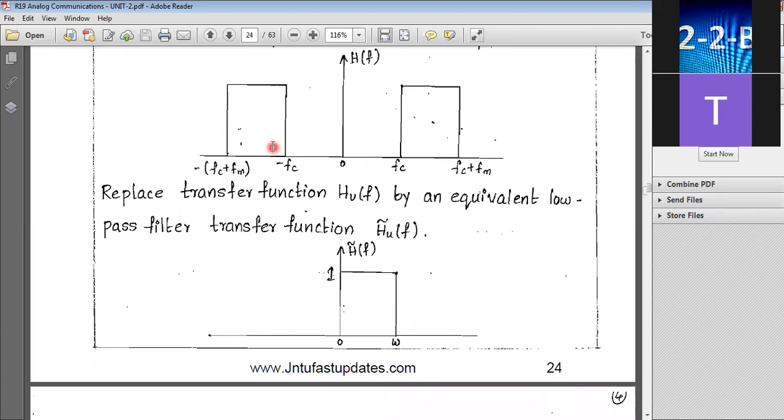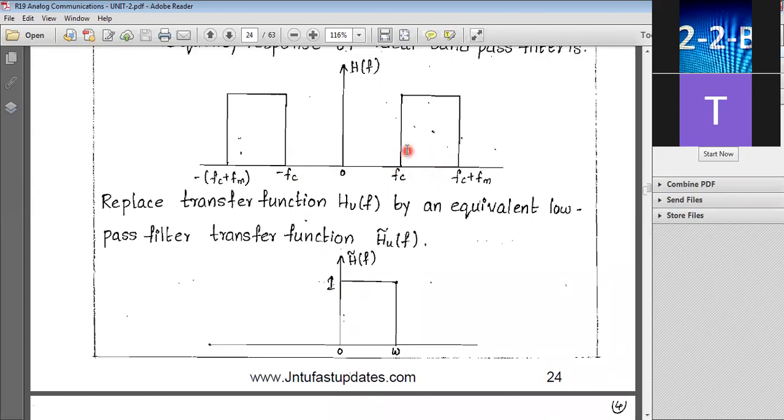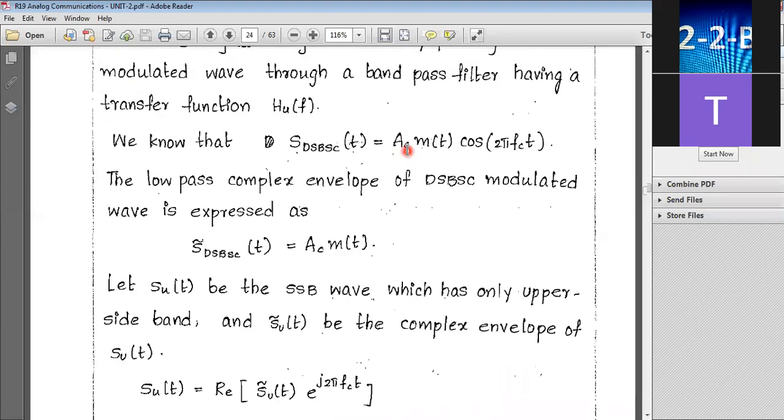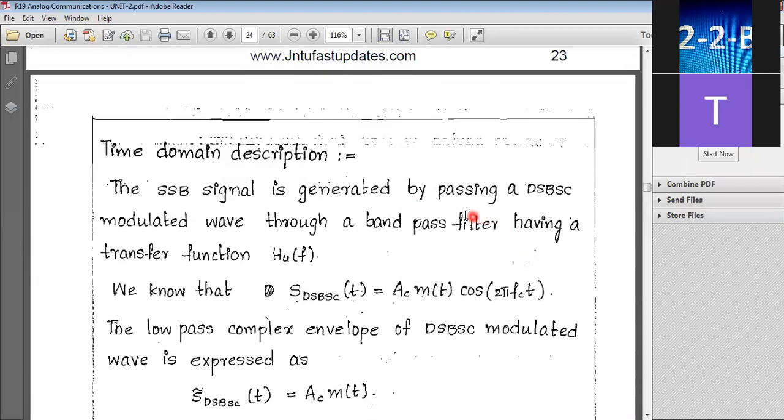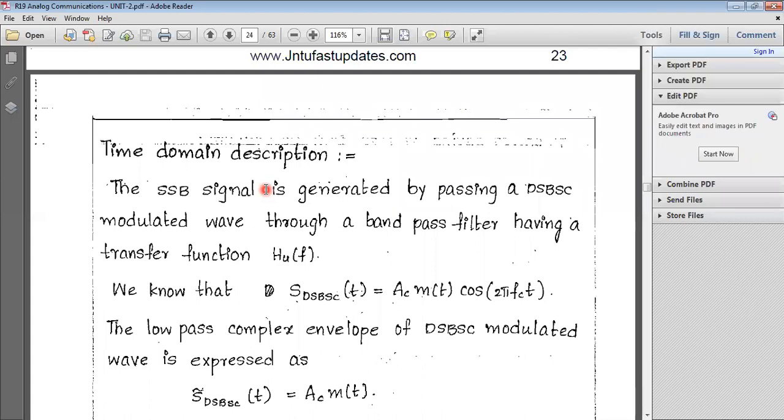In case of DSB-SC, we have two bands, USB and LSB. But in case of SSB, we require only a single band, that is either USB or LSB. So for that purpose, we require only a particular band of frequencies. Therefore, to generate the SSB signal, the DSB-SC modulated wave is passed through a band pass filter. Then we get the SSB signal. So that is the main principle for generation of the SSB signal.